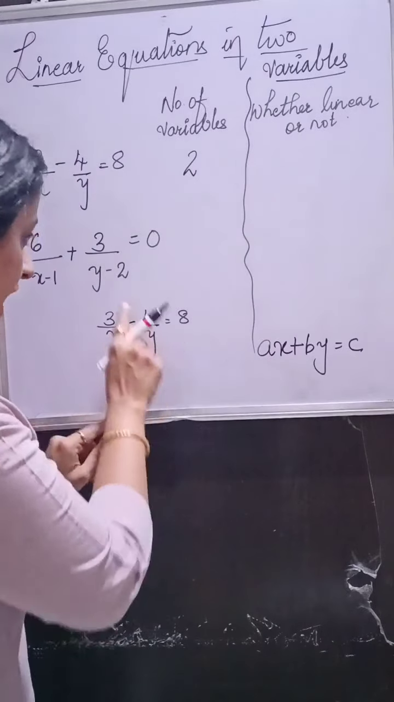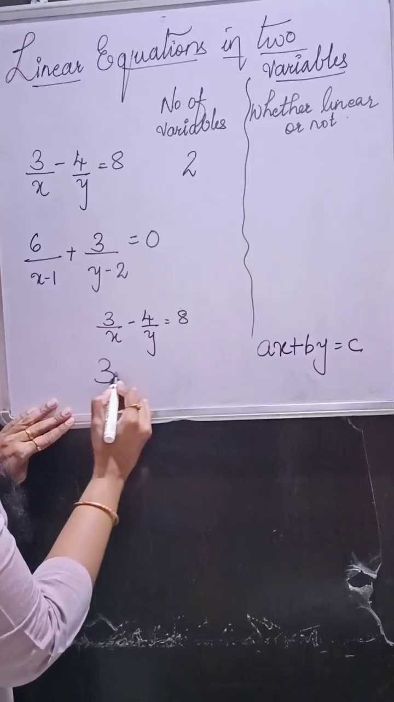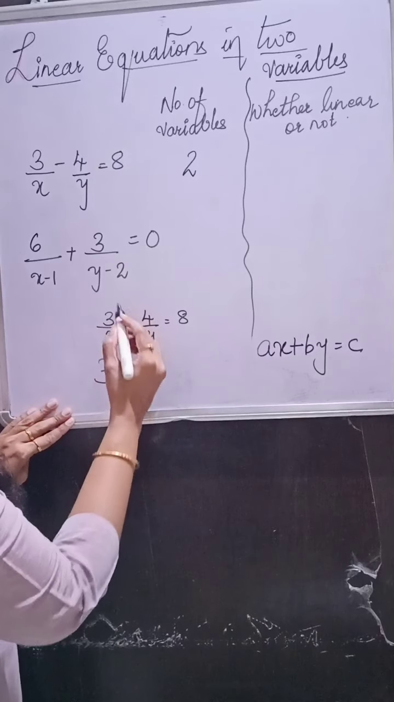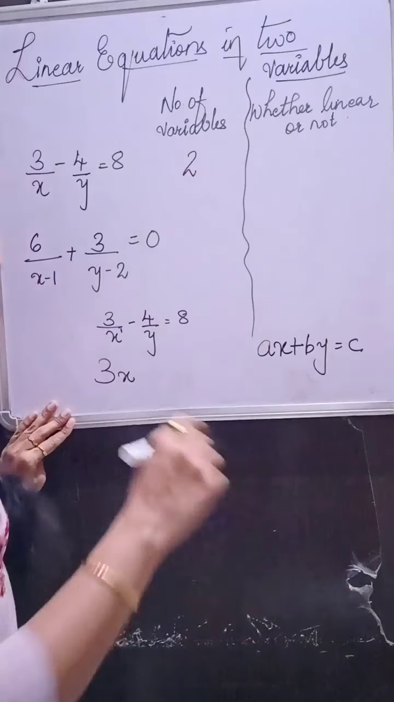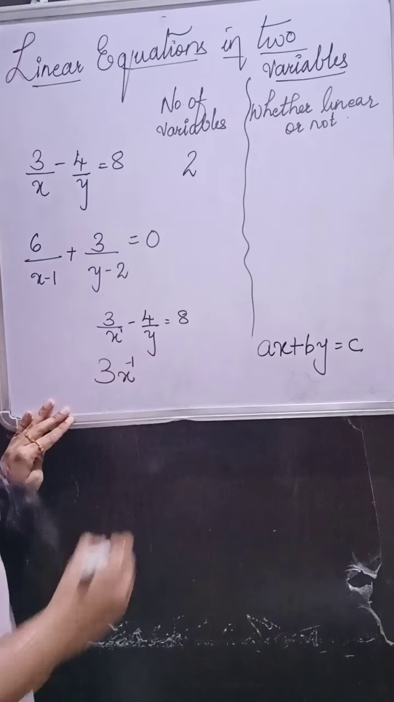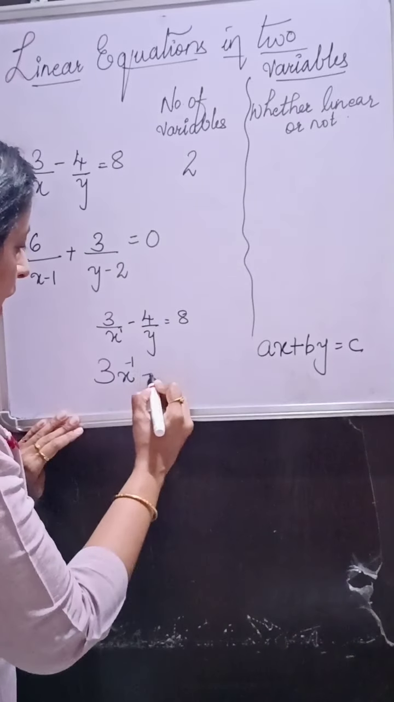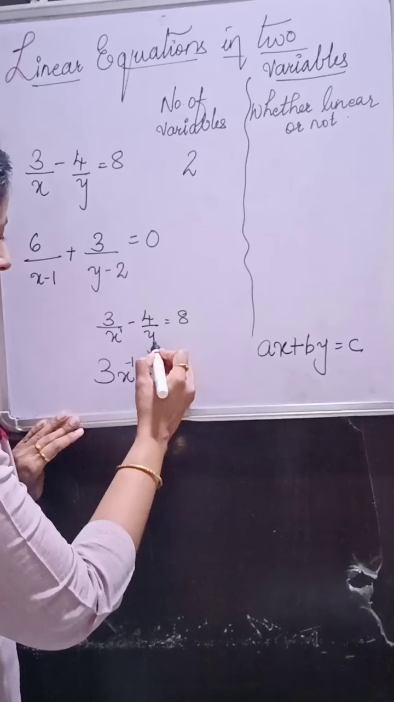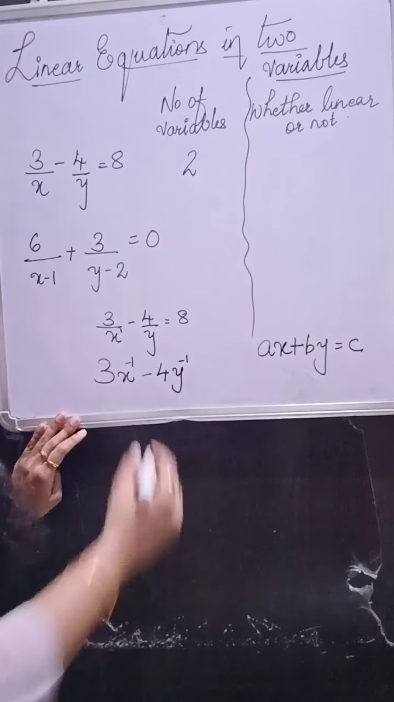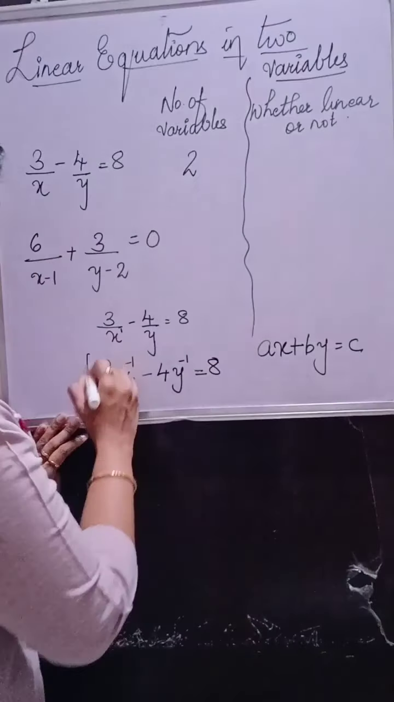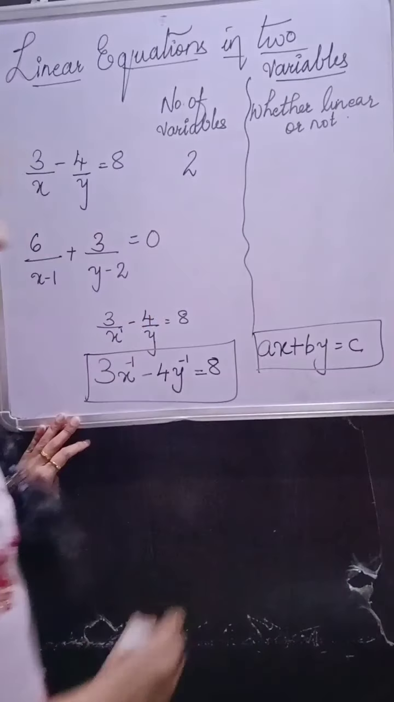Let us take it up and make it in this form. So I'll write it as 3x, from the denominator. If it comes up, here the degree is 1. When it comes onto the numerator, 1 will become minus 1. Laws of indices we have done. Same way, minus 4y, when it comes up, again y will become raised to minus 1, is equal to 8. Now please compare this form and the general form.